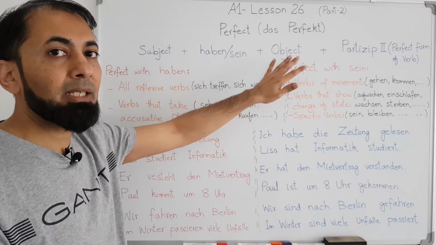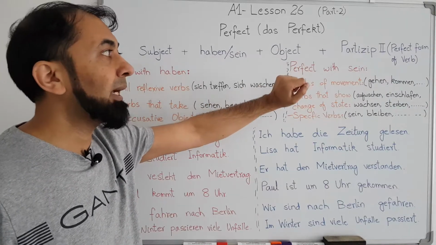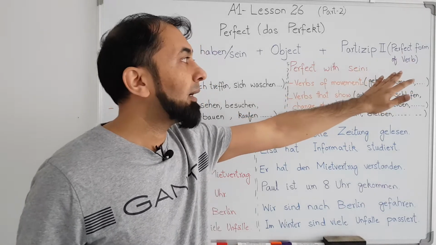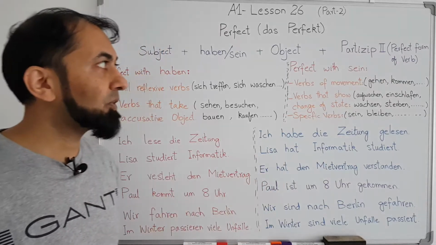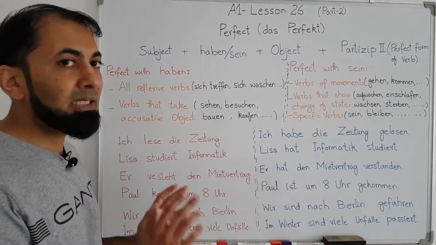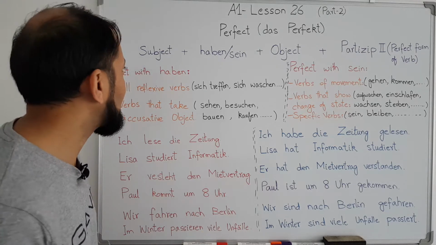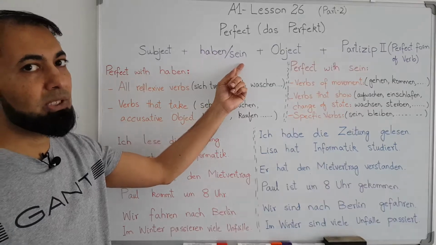There can be an adjective, there can be a preposition, etc. This is just a placeholder, and the last part of the sentence will always be the perfect form of the verb, which is also called Partizip zwei in German. So Partizip zwei will always come at the end of the sentence in the perfect tense. Now first we see when we have to select haben and when we have to select sein.